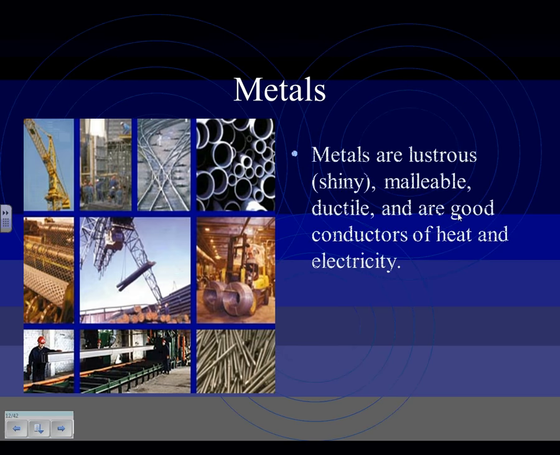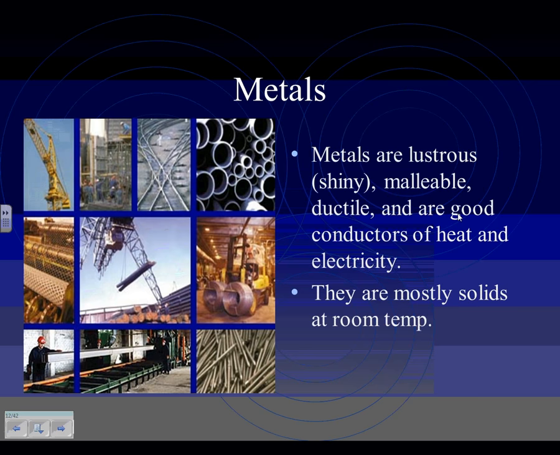So we're going to talk about metals first. Metals are lustrous, meaning they have the ability to reflect light. They're malleable, so they can be conformed and arranged. They're ductile. And they're good conductors of both heat and electricity. Most of them are solids, with one notable exception being mercury.